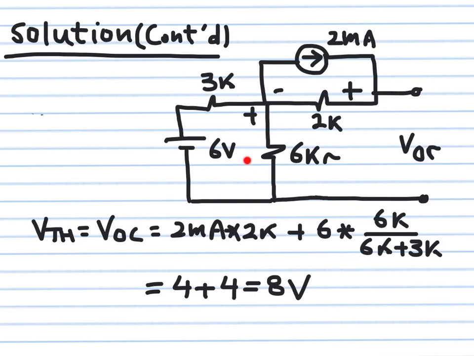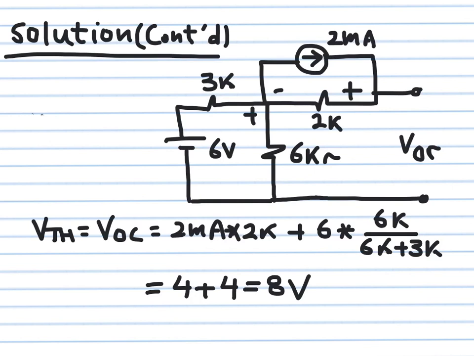Remember, this source cannot supply current to this other circuit, and this source cannot supply current to the other circuit. These are two independent circuits because they meet only in one piece of wire. There is no return current from one to the other.